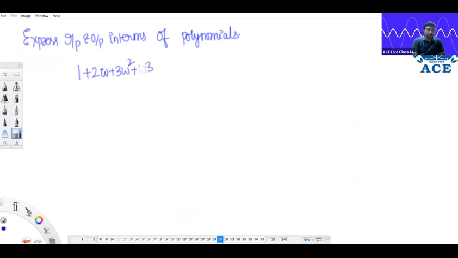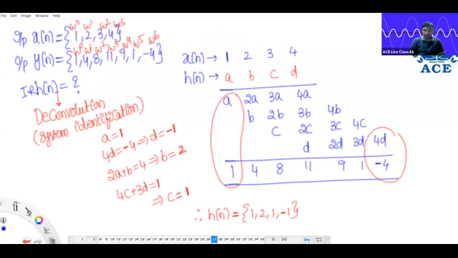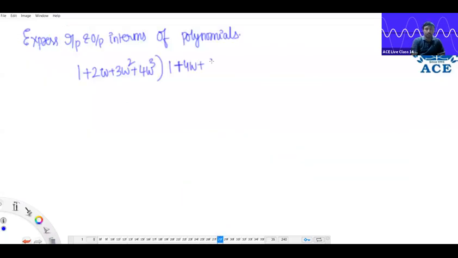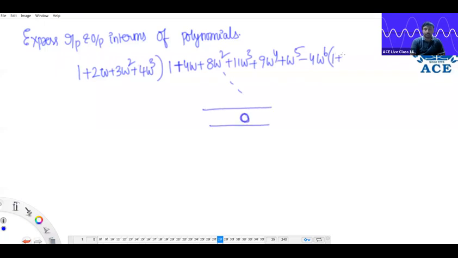What about the output, sir? Those numbers 1, 4, 8, 11, 9, 1, minus 4 become 1 plus 4W plus 8W square plus 11W cube plus 9W power 4, then W power 5, minus 4W power 6. After that, you have to perform division, where we will get the quotient as 1, 2, 1, minus 1, as we know the answer already.